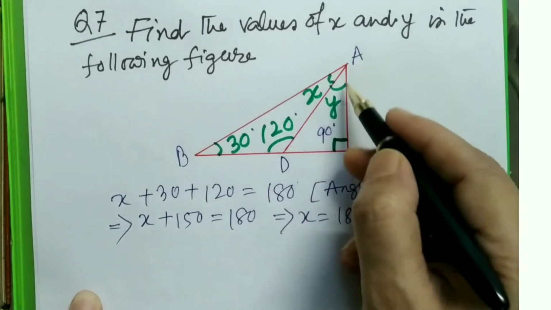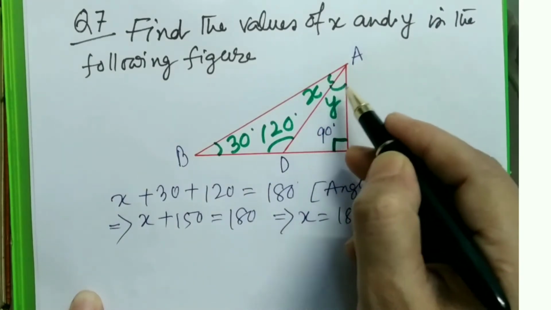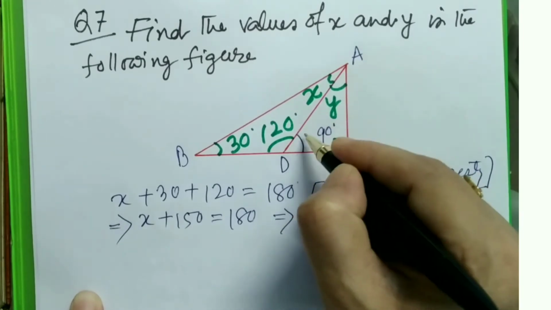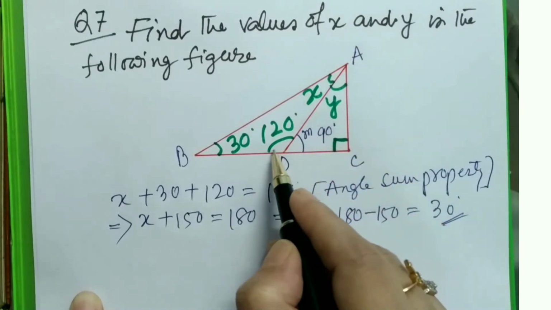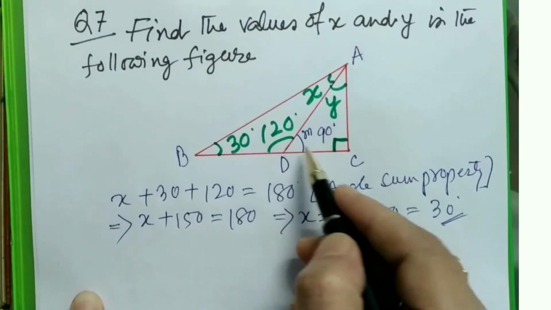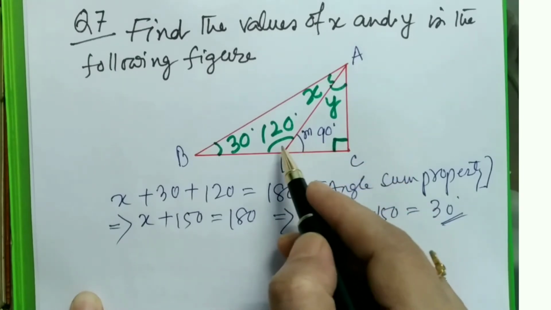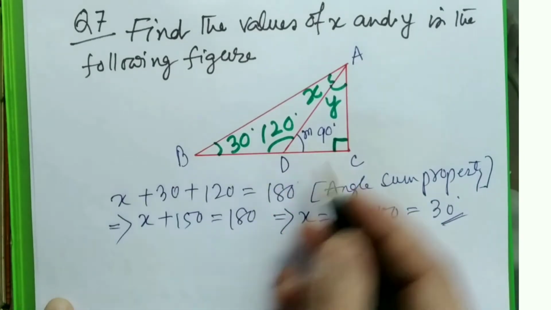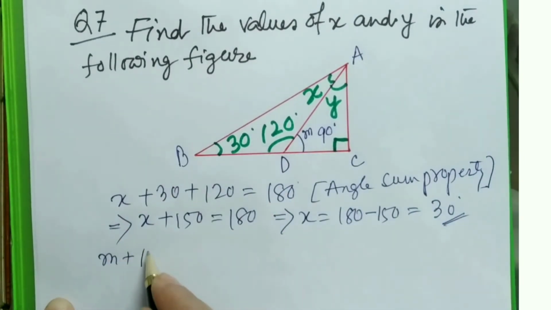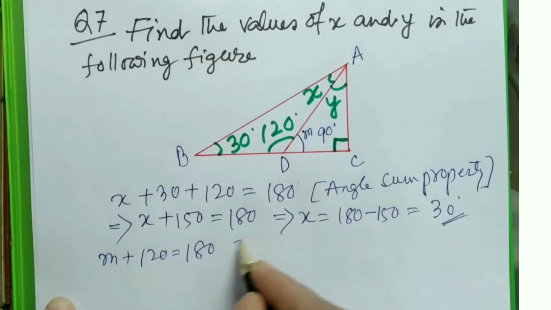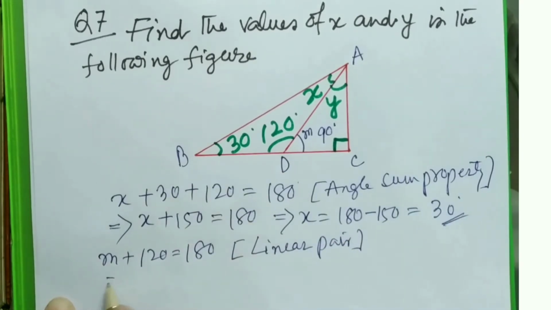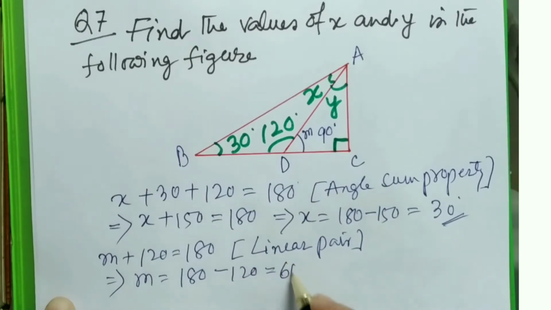Now next, you see in this triangle, y is here, so I am looking at this triangle. Here one angle is not given. Let me name this angle as M. Now you see these two angles are adjacent angles on a straight line, so these two angles form a linear pair and the sum of these angles will be 180. Again, M plus 120 is equal to 180. These are linear pair, and implies M is equal to 180 minus 120, which is equal to 60.